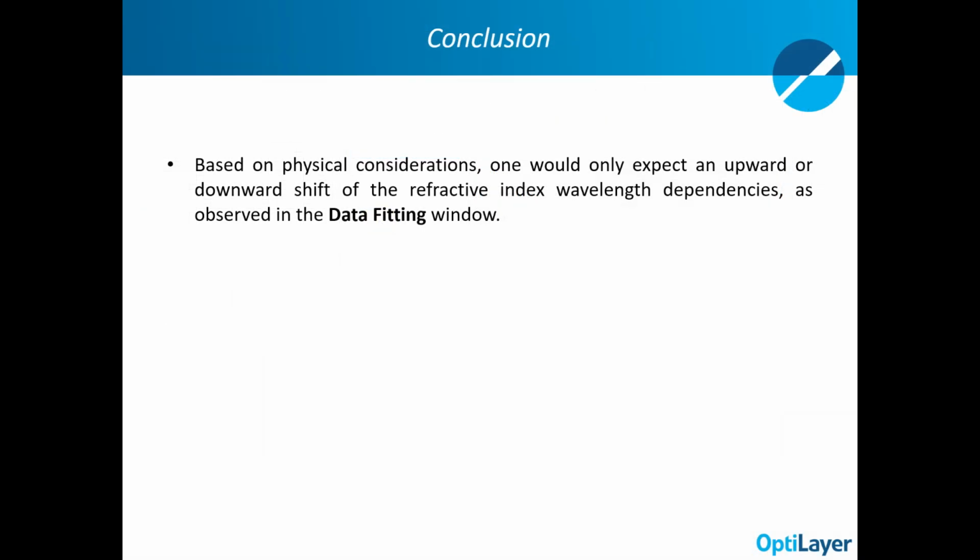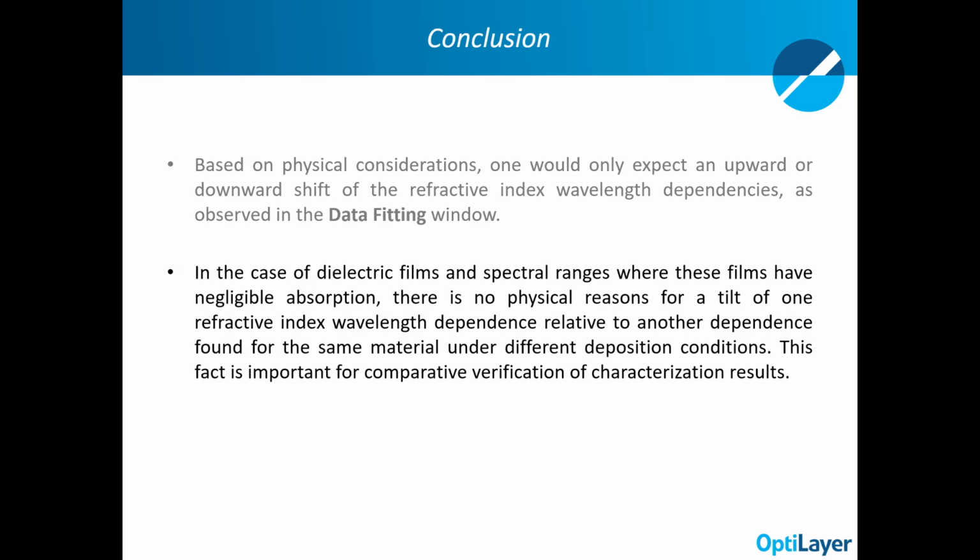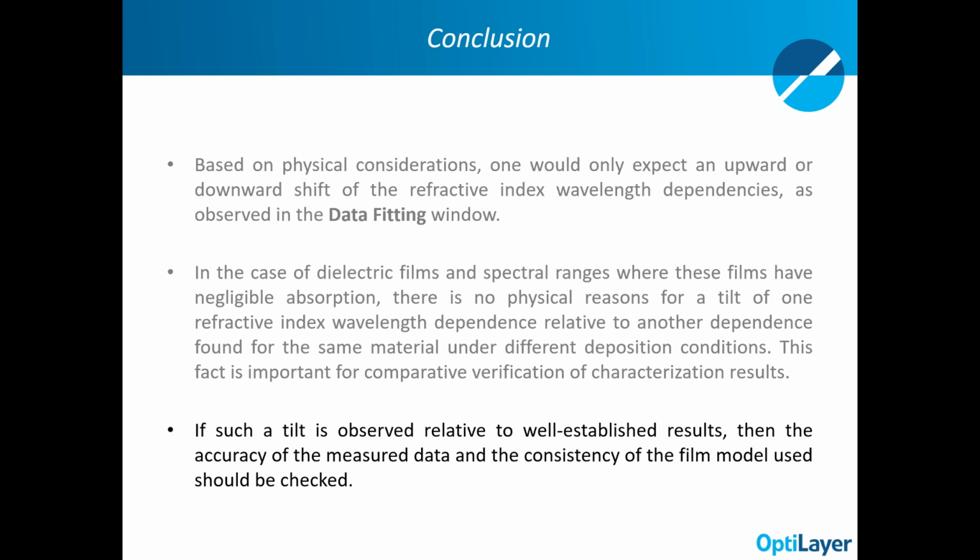Based on physical considerations, one would only expect an upward or downward shift of the refractive index wavelength dependencies, as observed in the data fitting window. In the case of dielectric films and spectral ranges where these films have negligible absorption, there is no physical reason for a tilt of one refractive index wavelength dependence relative to another dependence found for the same material under different deposition conditions. This fact is important for comparative verification of characterization results. If such a tilt is observed relative to well-established results, then the accuracy of the measured data and the consistency of the film model used should be checked.